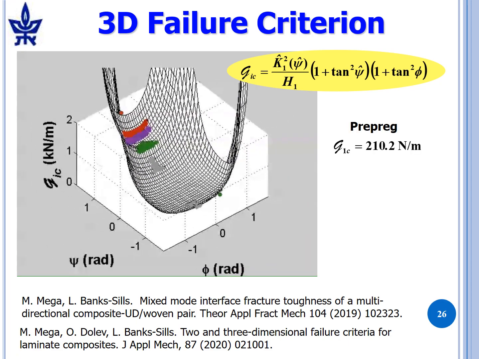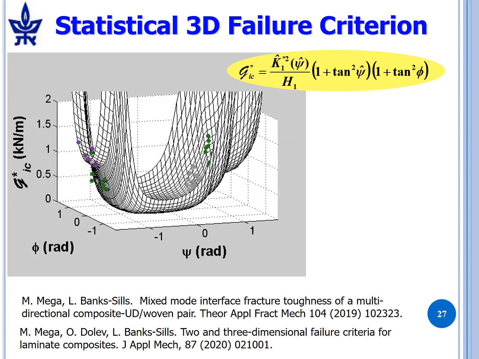So for the pre-preg, G1C is equal to 210.2 newtons per meter. That's when psi and phi are 0. And for the wet layup, it's less: 114.4 newtons per meter. Now we're looking at the statistical failure curve. This time, K1 hat is the star quantity, and G1C is also the star quantity, which have been reduced.